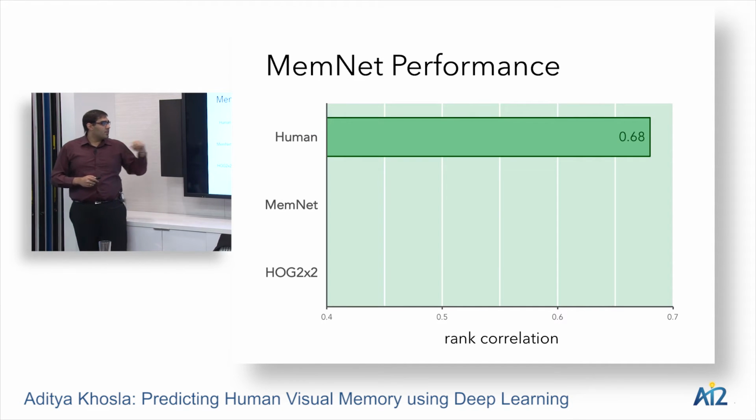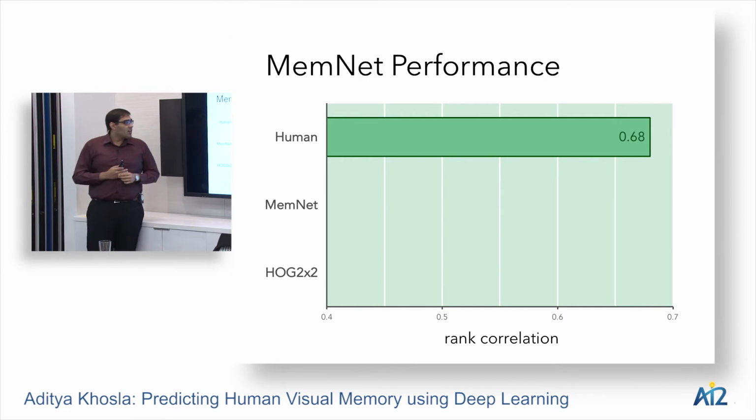When we conducted the initial experiment of the visual memory game, we found the interhuman correlation to be about 0.68. Essentially, if we did the experiment one time and repeated it with a random new set of people, the correlation between the memorability scores we found was about 0.7. So that's kind of where you might expect the upper bound of prediction.